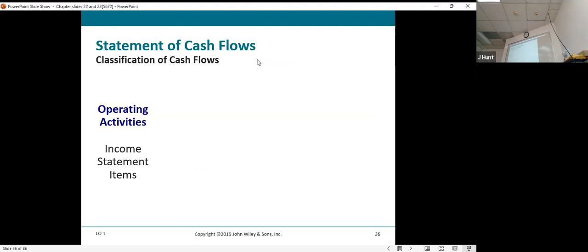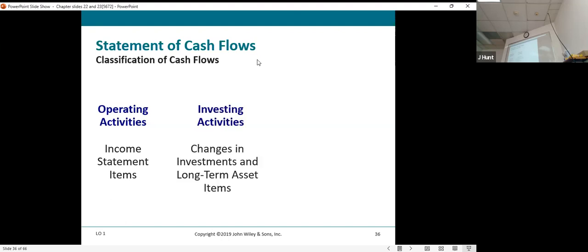So the classification. The first part of the cash flow statement is operating. That focuses on the income statement items. Using the indirect method, you start with net income and you have some adjustments. The other things that fall under operating activities, not on the slide, are the current assets and current liability changes. Any changes in current assets and current liabilities will be in this section, operating activities, because that's the operations of the company, that's the heartbeat right there.